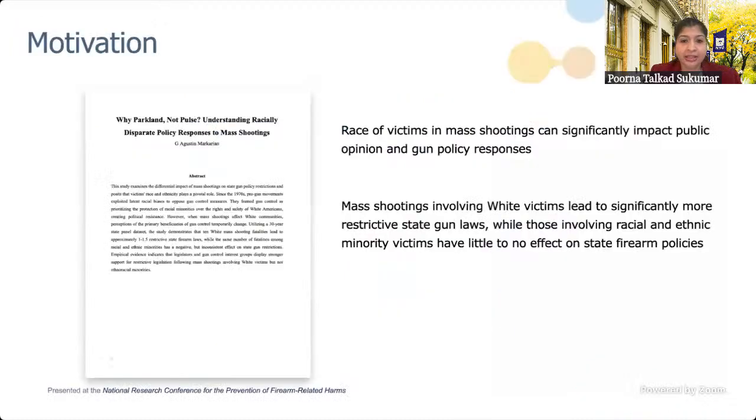So last year, I attended this conference for the prevention of firearm-related harms, where I came across this research, which shows that the race of victims in mass shootings can significantly influence public opinion and gun policy responses. Specifically, they found that mass shootings that involve predominantly white victims lead to significantly more restrictive gun laws, while those involving predominantly minority victims have much less impact.